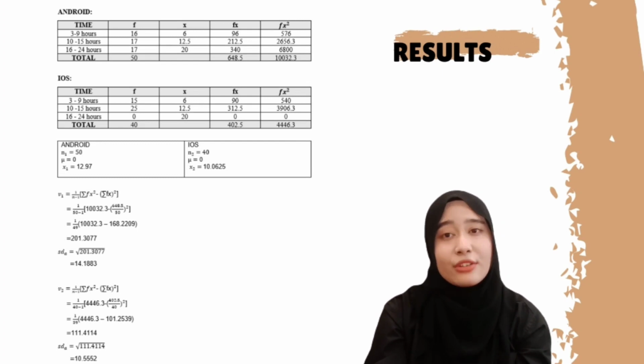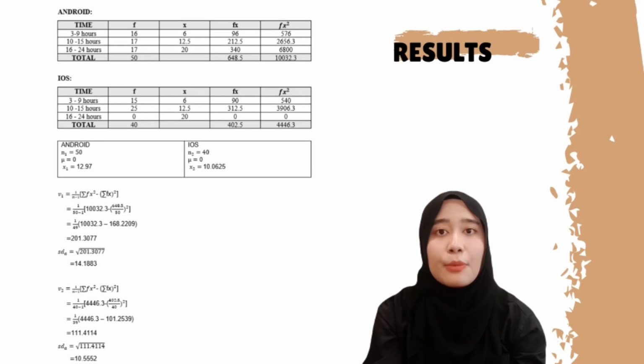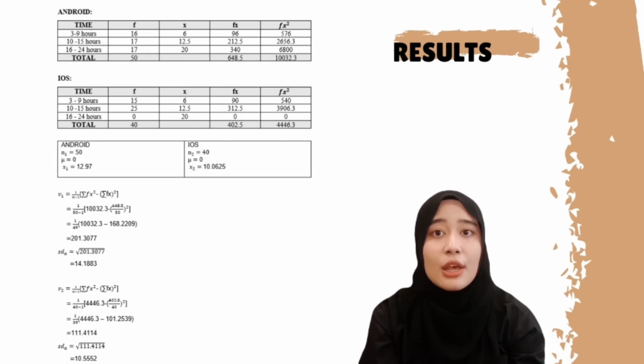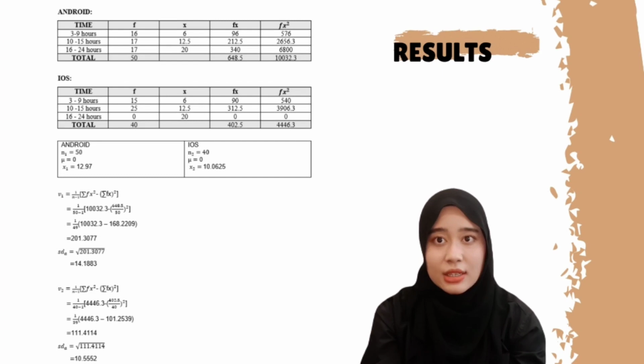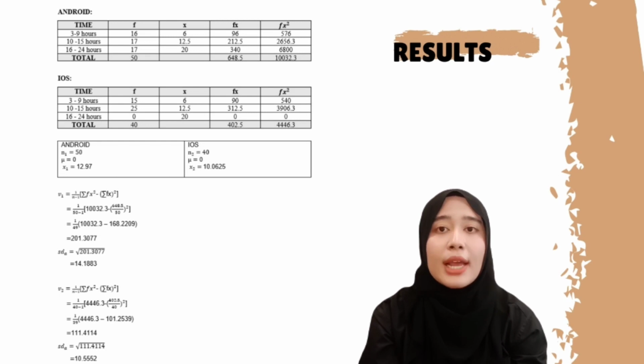Now let's go through Android first. n1 for Android is 50 and the mean for Android is 12.97. To calculate, we are using the formula s1 squared equals 1 over n minus 1 times [total fx squared minus (total fx) squared over n]. Put all of the information into the formula and we will get 201.3077. To get the standard deviation, we square root the value that we got earlier and we get 14.1883.